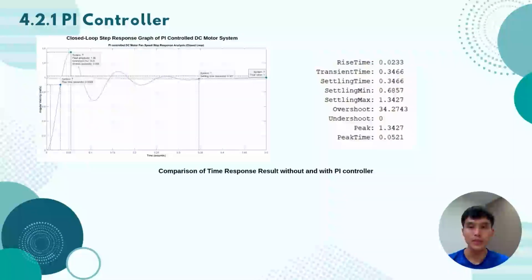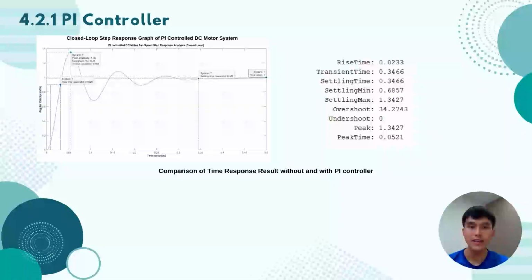Below is the comparison of time response results without and with the PI controller. Based on the results, the rise time improved from 0.0342 seconds to 0.0233 seconds, and the steady state error was successfully reduced from 0.412 radian per second to 0. However, the overshoot increased from 29.29% to 34.27%, and the settling time also increased to 0.3466 seconds.